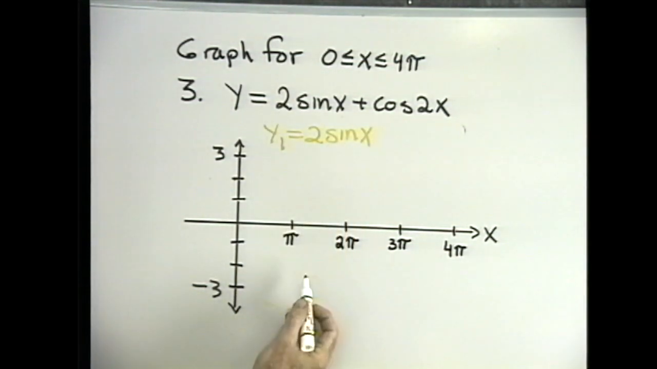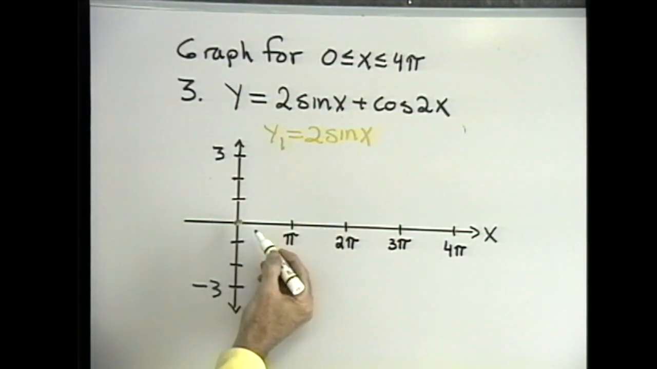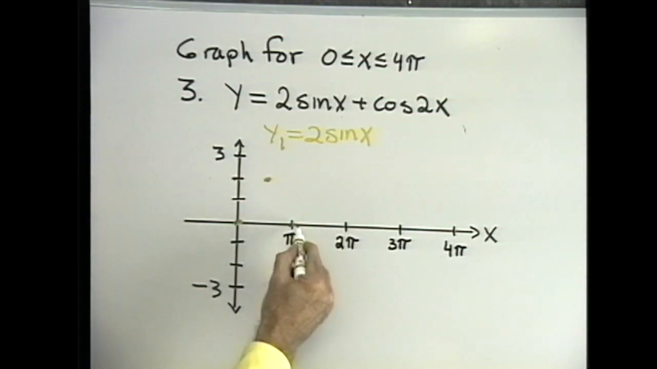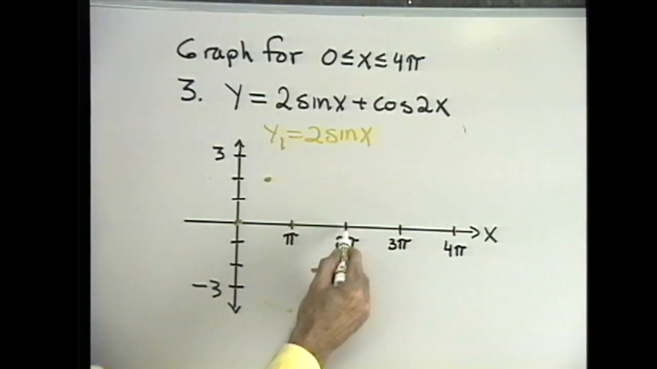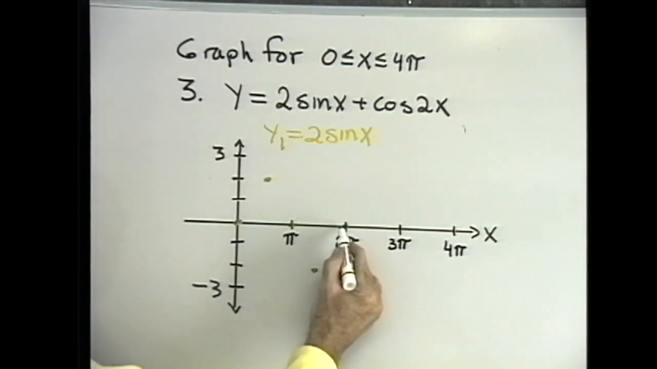Now let's sketch the graph of this real quickly. An amplitude of 2 and a period of 2 pi. Well, it's a sine curve, starts at 0, goes up to 2, back down to 0, down to -2, and then back up to 0. That's one complete cycle. Now it's going to do it again over here.